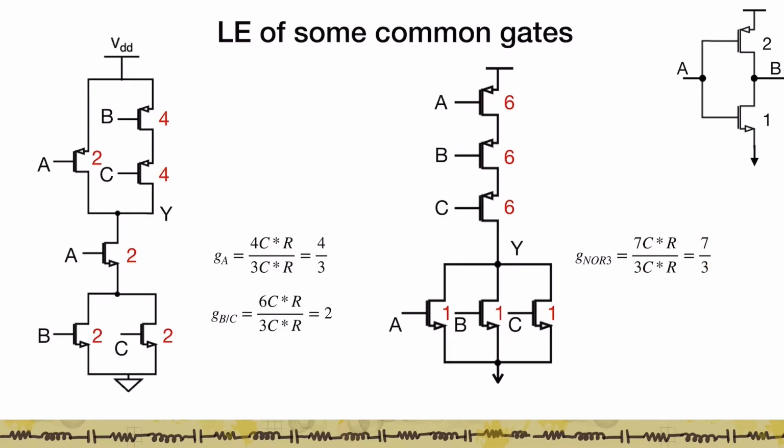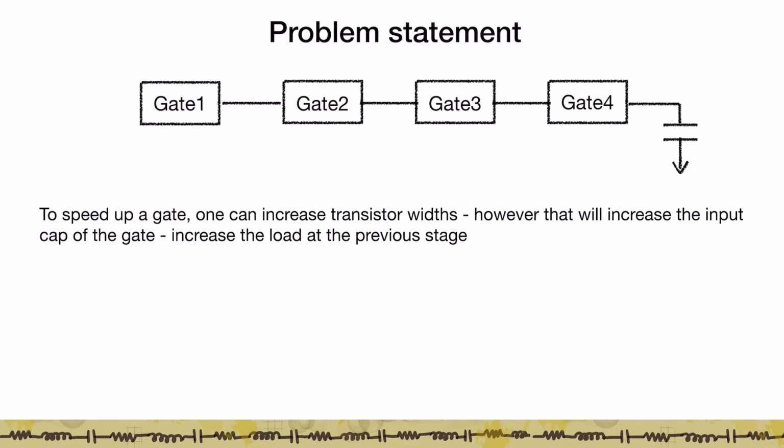So please remember that logical effort is related both to the input capacitance and to the pull up and pull down resistance in the gate. And this is because we are trying to normalize all gates to this basic unit of digital design, which is the 2-1 inverter. So now let's put together the problem statement.